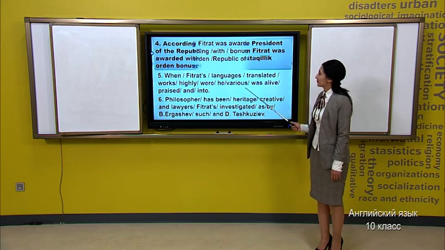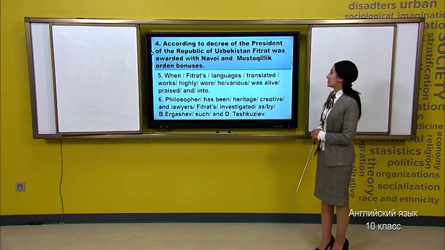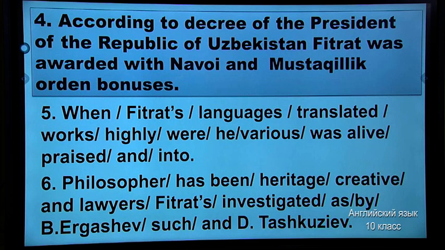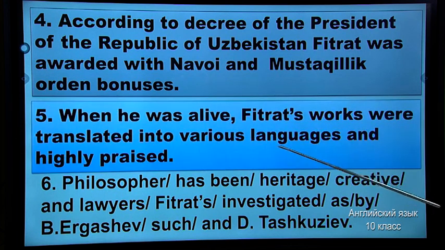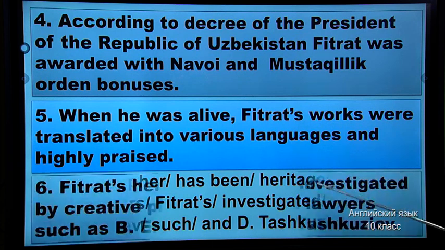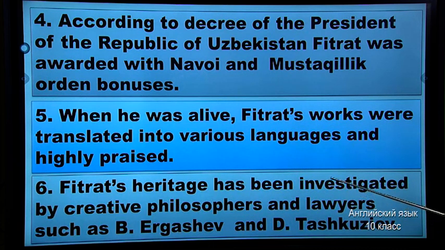1996. Fourth. According to decree of the President of the Republic of Uzbekistan, Ftrat was awarded with Navai and Mustaqillik Orden bonuses. Fifth. When he was alive, Ftrat's works were translated into various languages and highly praised. And the sixth one, Ftrat's heritage has been investigated by creative philosophers and lawyers such as Ergashev and Tashkoziev.